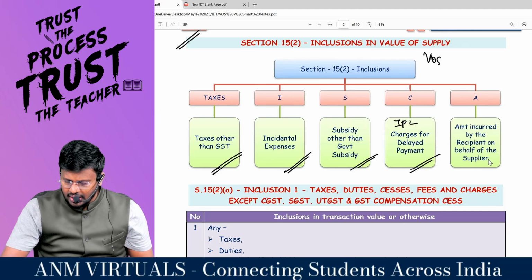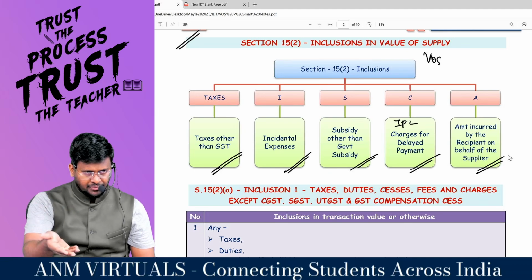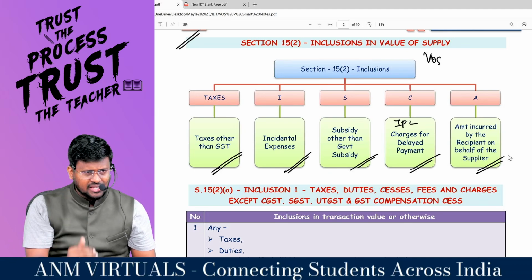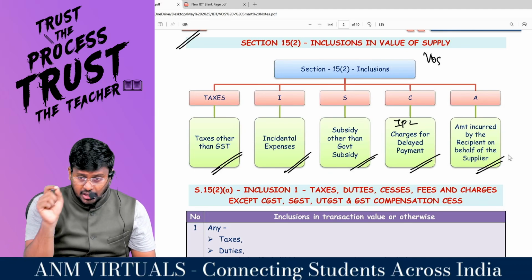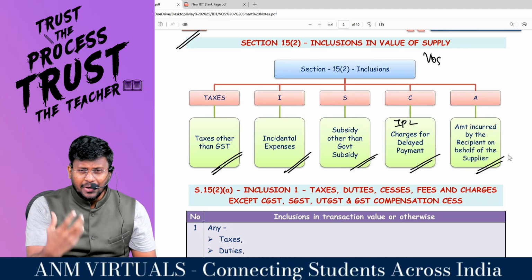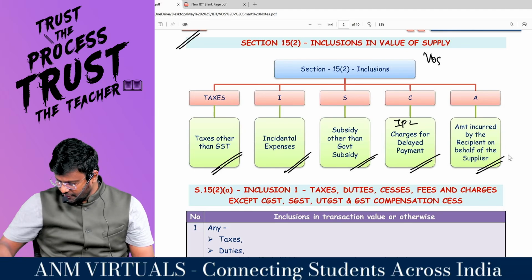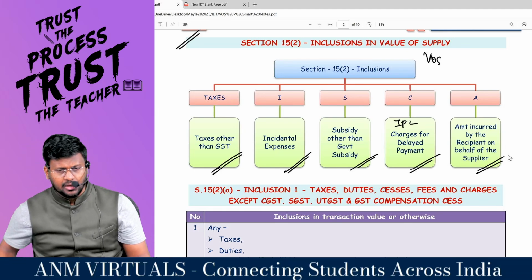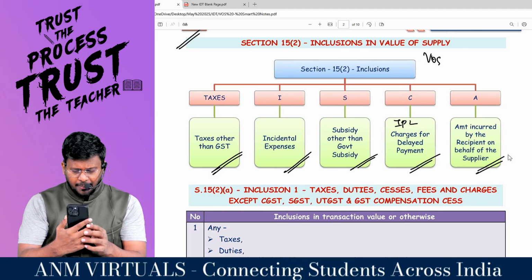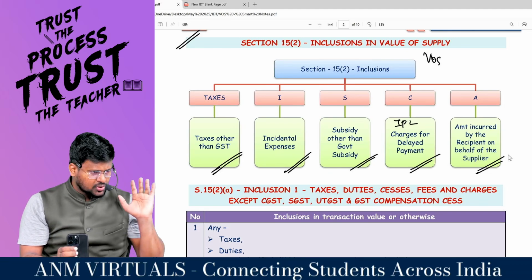And the last one, amount incurred by the recipient on behalf of the supplier. Sir, I am the supplier, you are the recipient. You are incurring certain expenses on behalf of me, and whatever price is actually paid or payable, you are reducing. For example, if I am supplying a mobile phone to you, my dear lovable students, worth rupees 1,50,000, you have to pay me 1,50,000, right, sir?